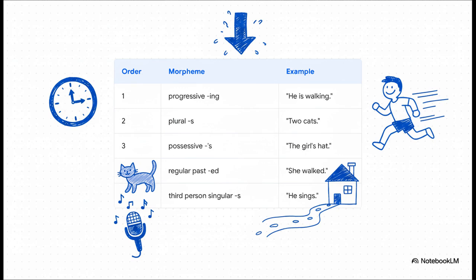And it's not just about sentence structure either. This predictability applies to all the little bits of grammar, the things we call morphemes. Decades of research have shown that learners pick these up in a pretty set order. That progressive "-ing" in "walking," almost always learned first. The plural "-s" on "cats," that comes pretty early too. But the regular past tense "-ed" and that really tricky third-person singular "-s," they come much, much later in the journey.